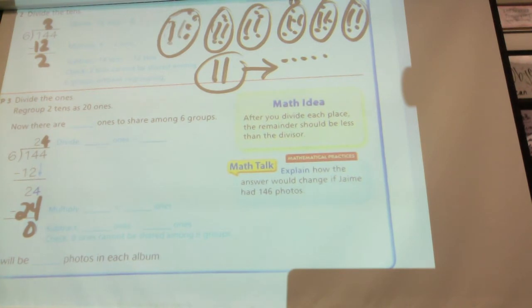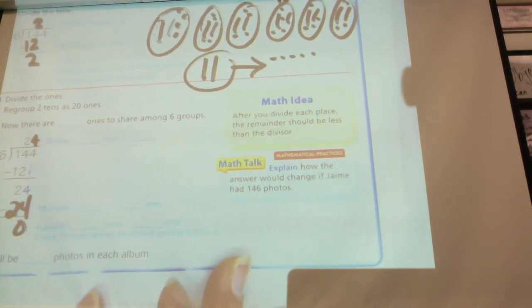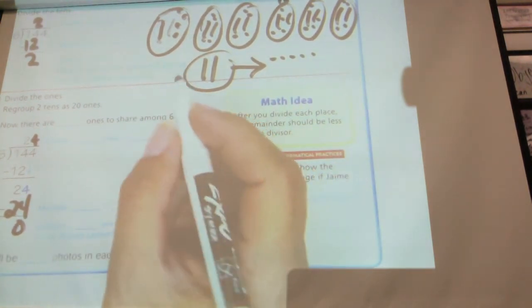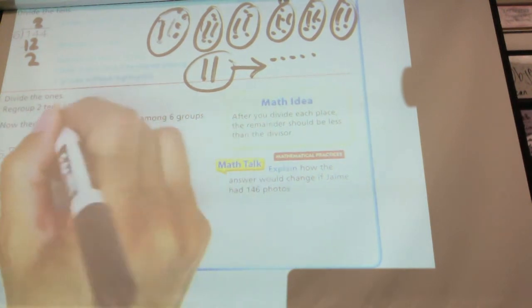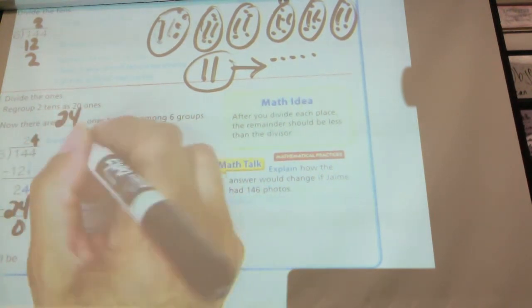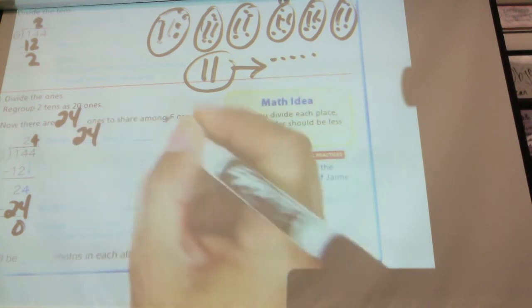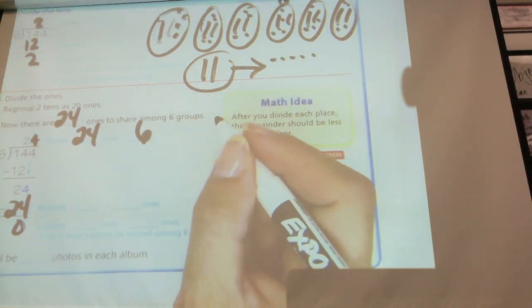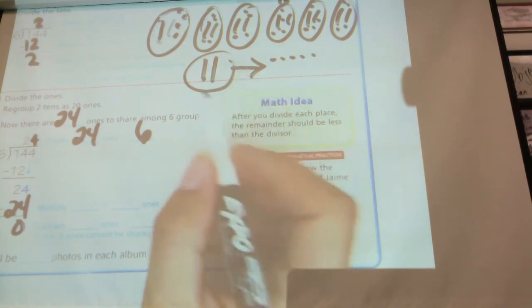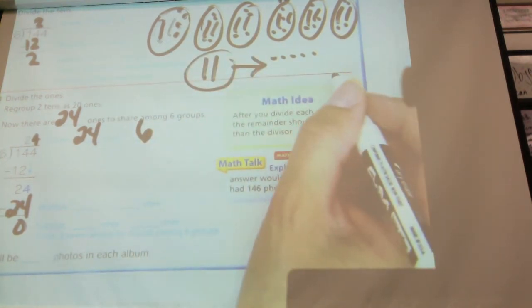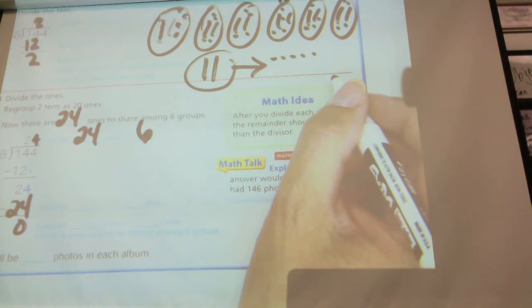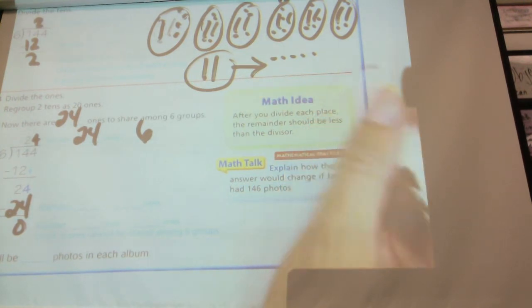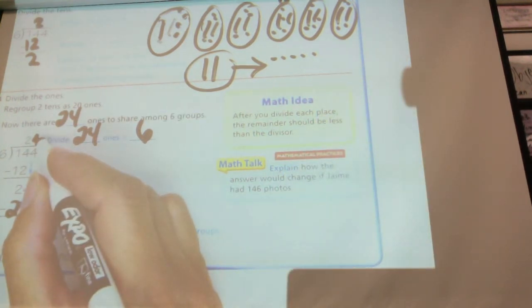Okay. So this is the way we've been doing it. Here's how you can do it mentally in your head. It's saying there are 24 ones left. So you're going to divide 24 ones divided by 6 groups, because that's what you guys were doing in your head. That's what I just did when I did it out this way. We're doing 24 ones divided by 6 groups equals 4.